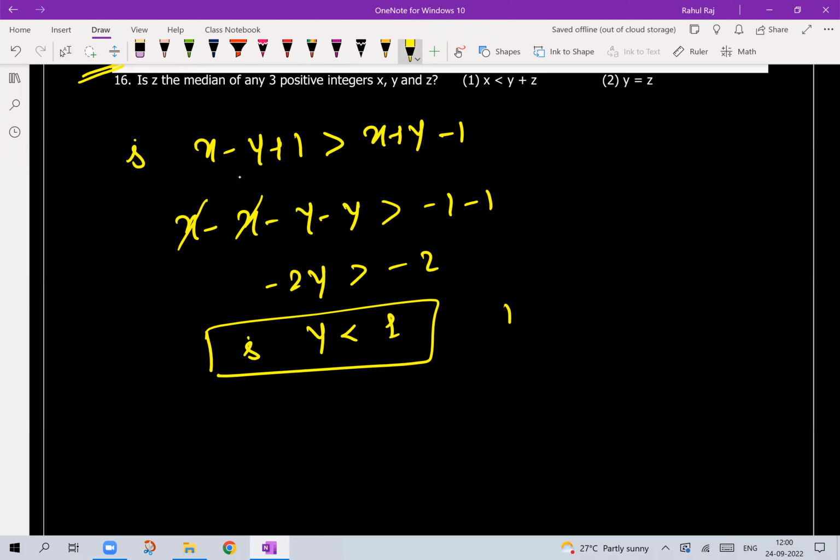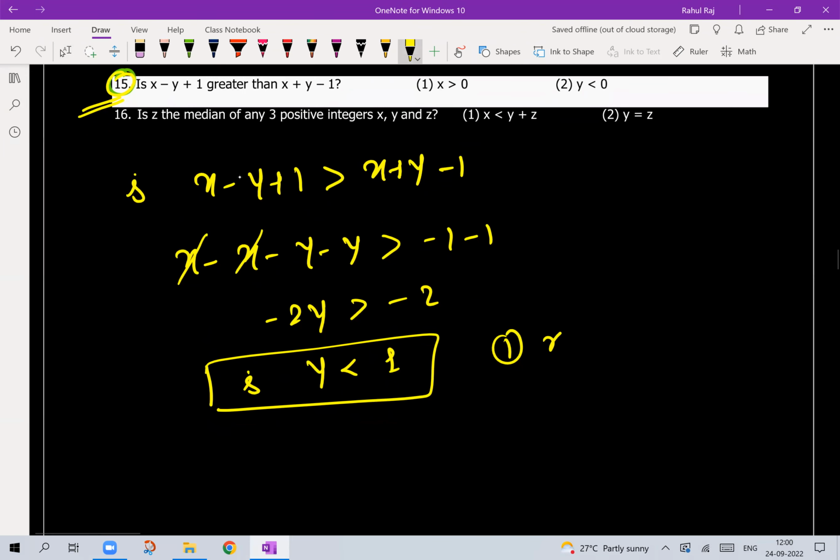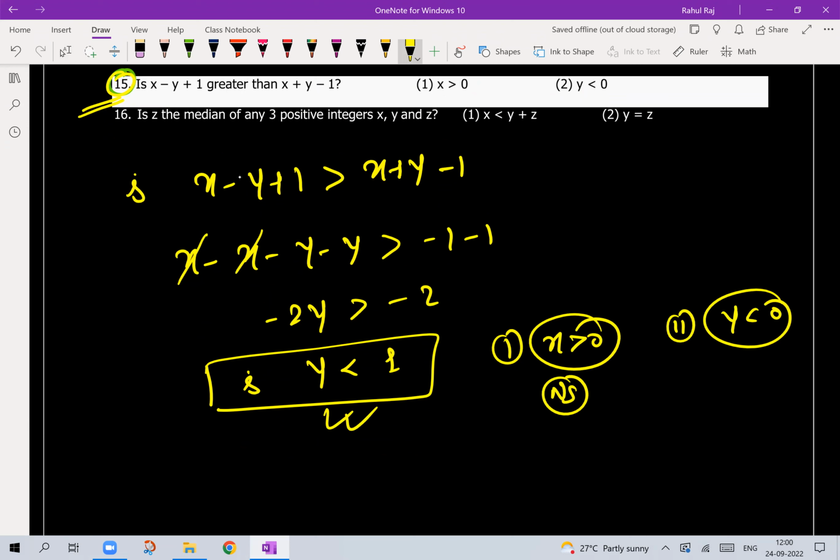Option number 1 says what? X is greater than 0. With x greater than 0, I will have no idea about y. It's an independent value, not sufficient. Option number 2 says y is less than 0. If y is less than 0, y will surely be less than 1. So sufficient. B is the answer.